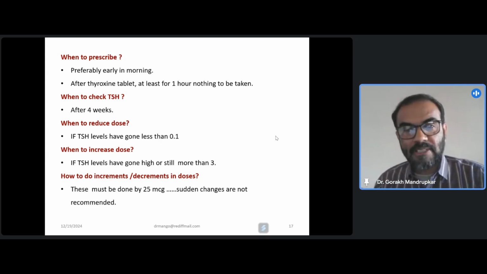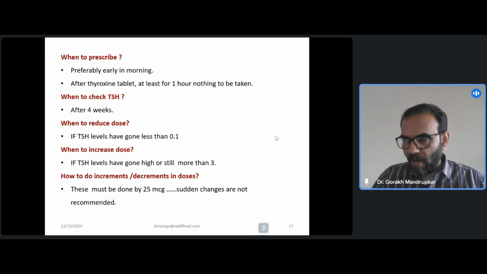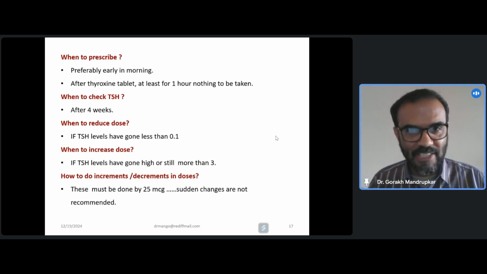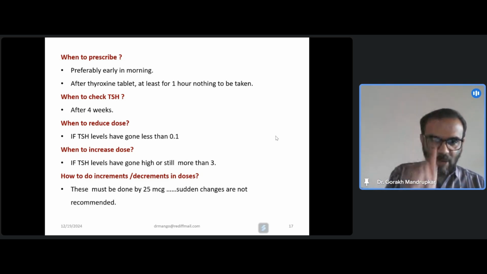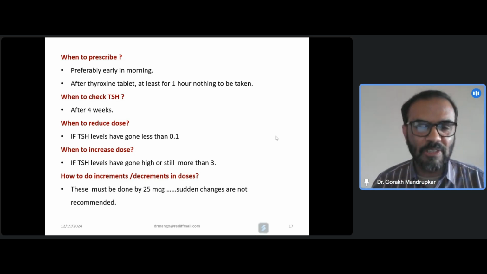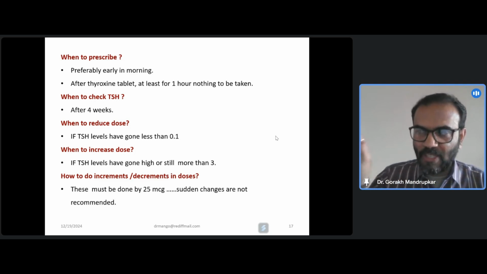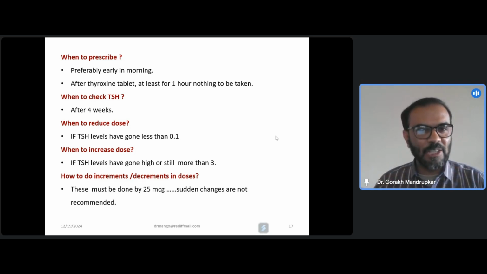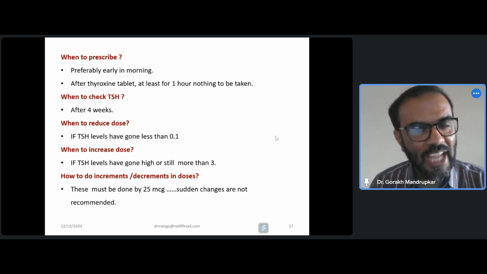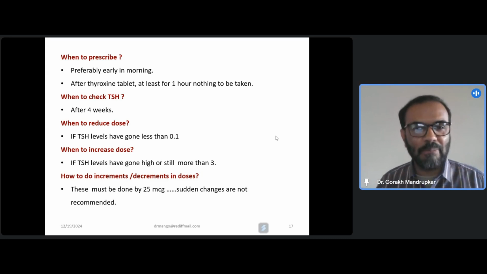So on papers, I write like 0.1 to 2.5 in the first trimester. And I write there is a down arrow. If your level goes below 0.1, I will reduce your dose by 25. If your level is still more than 2.5, I will raise the dose by 25. And if the level remains between 0.1 to 2.5, I will keep the dose the same. So it is a simple idea that you can measure.